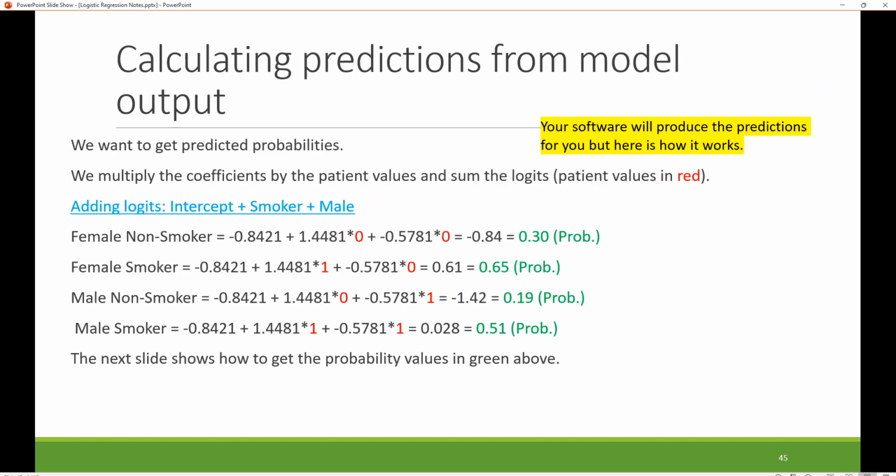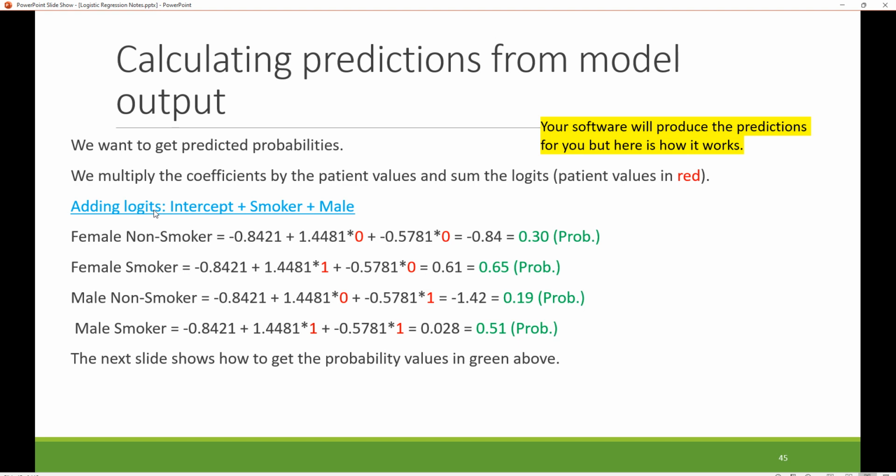We can still reliably use it for gender groups, disease groups, or other types of groups. And we can calculate predictions from model output. We want to get predicted probabilities. Your software will produce the predictions for you, but here's how it works. We multiply the coefficients by the patient values and sum the logits. Patient values are in red.